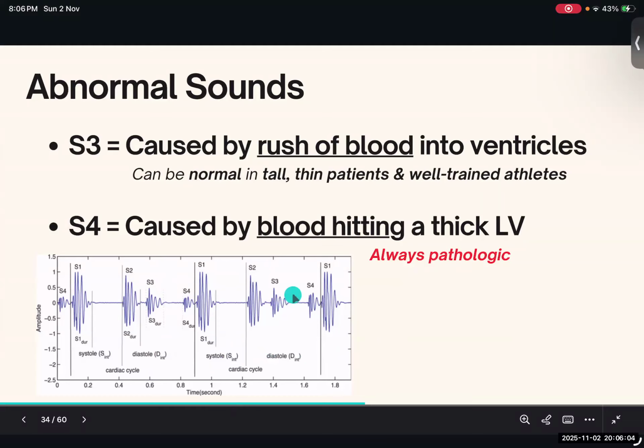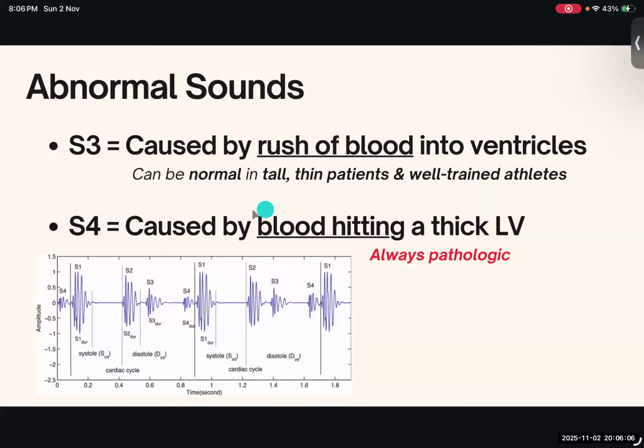Now, S3 is going to be closer to the start of diastole. Why is that? Because it's caused during the rush of blood into the ventricles. So the blood is still being pushed into and through the atria. S4 is going to be, it's variable, but it's more towards the end of diastole. These are not very important points. It's just for your information.